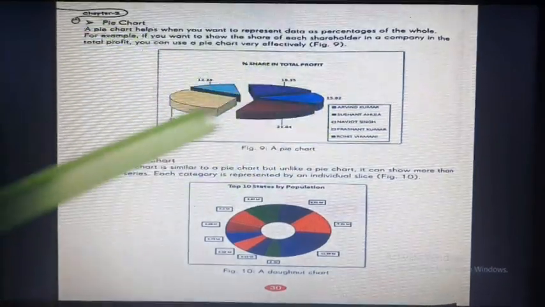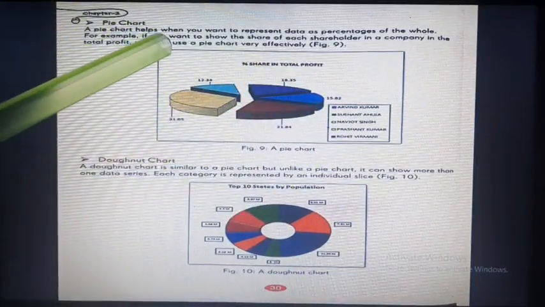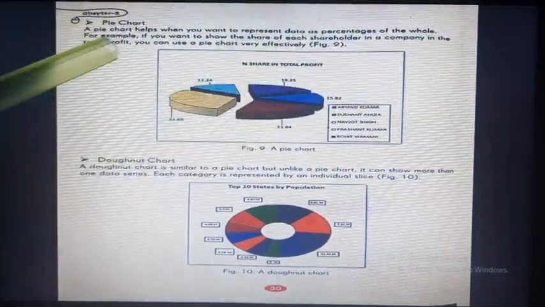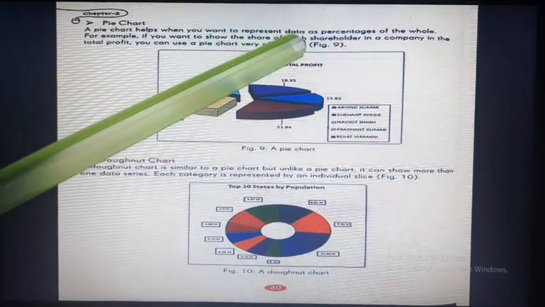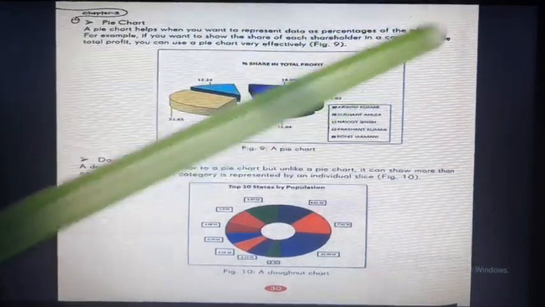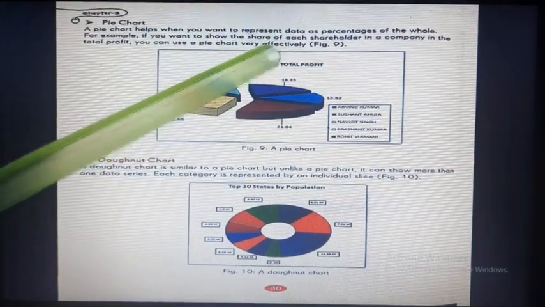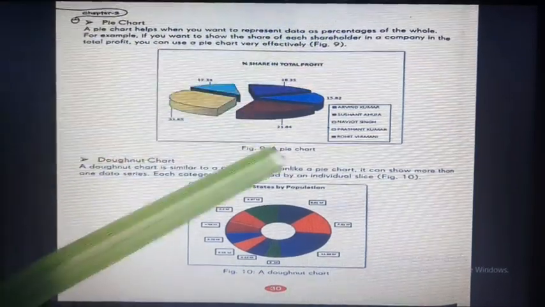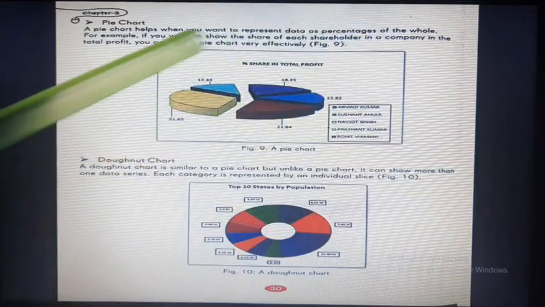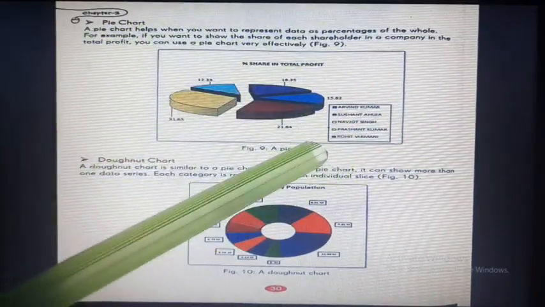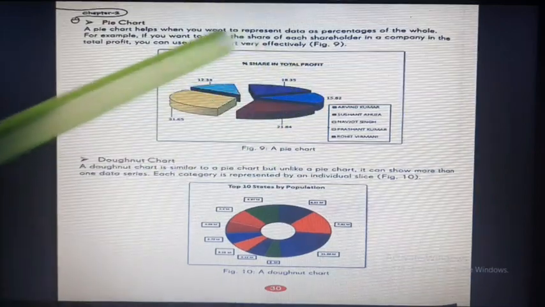Now let's see what is given in your book. A pie chart helps when you want to represent data as a percentage of the whole. For example, if you want to show the share of each shareholder in a company in the total profit, you can use a pie chart very effectively. Shown in figure number 9, a pie chart.